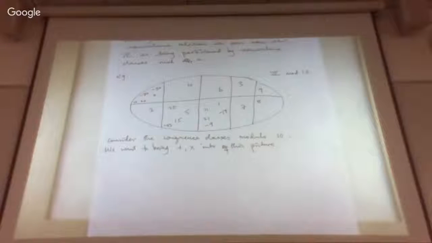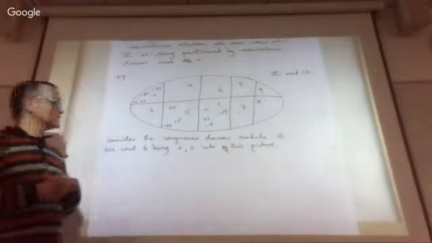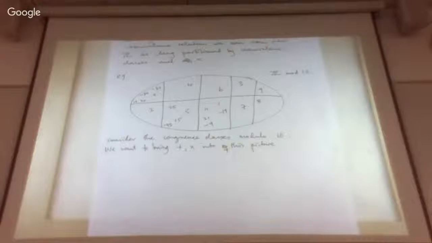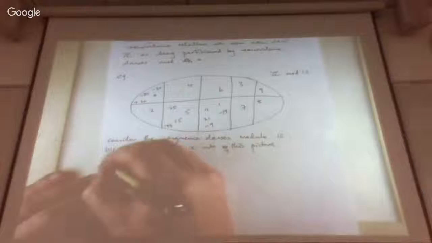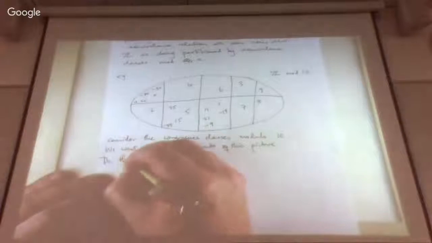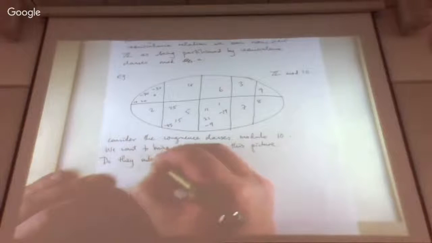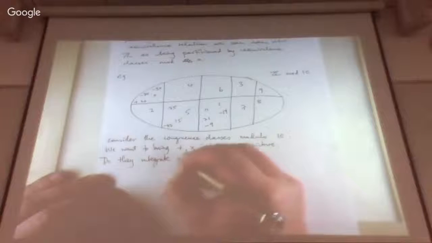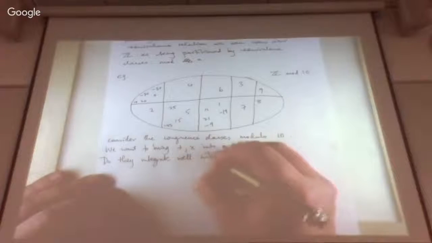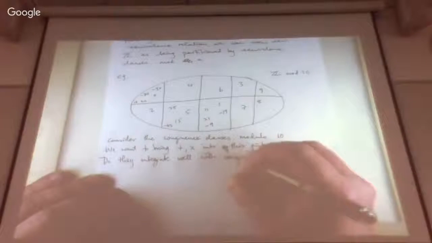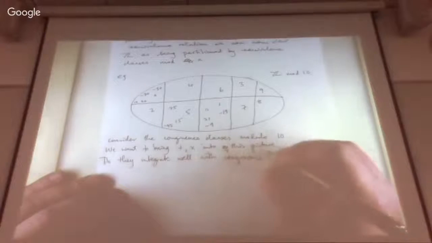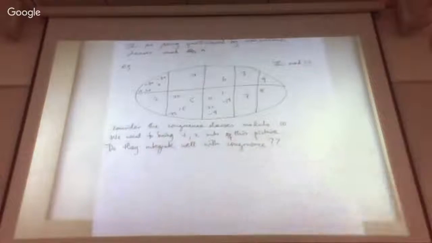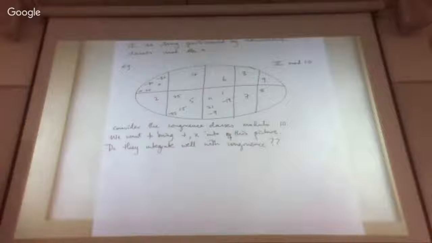That's the subject of number theory. But how do the operations of addition and multiplication fit into this picture? Do they mesh well? Do they integrate well with congruence? Okay, it's a bit of a rhetorical question. Of course, they do mesh well.